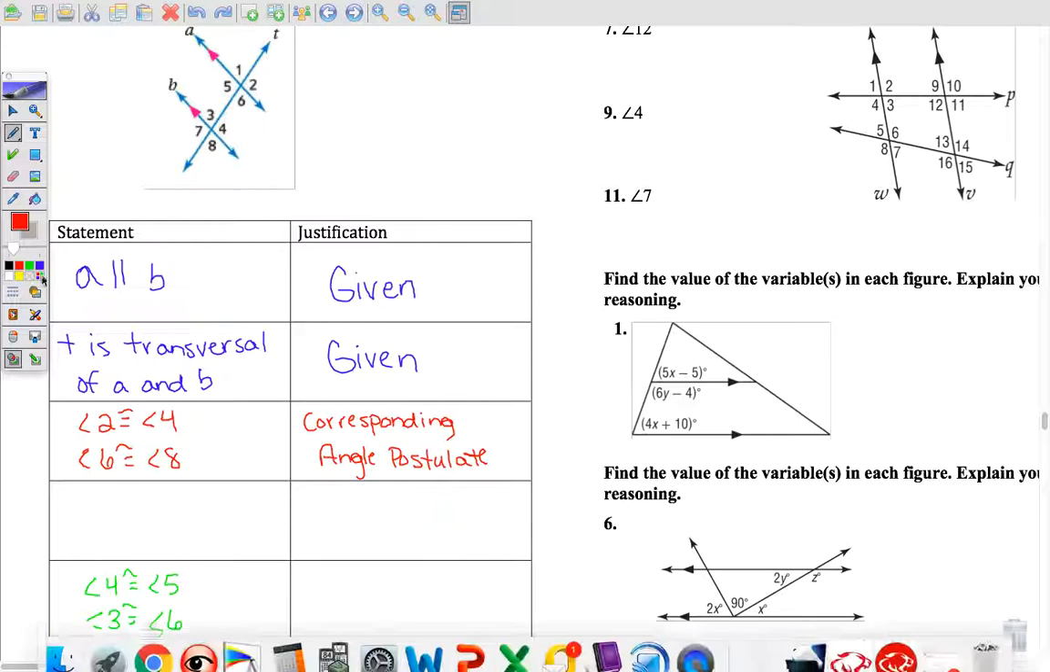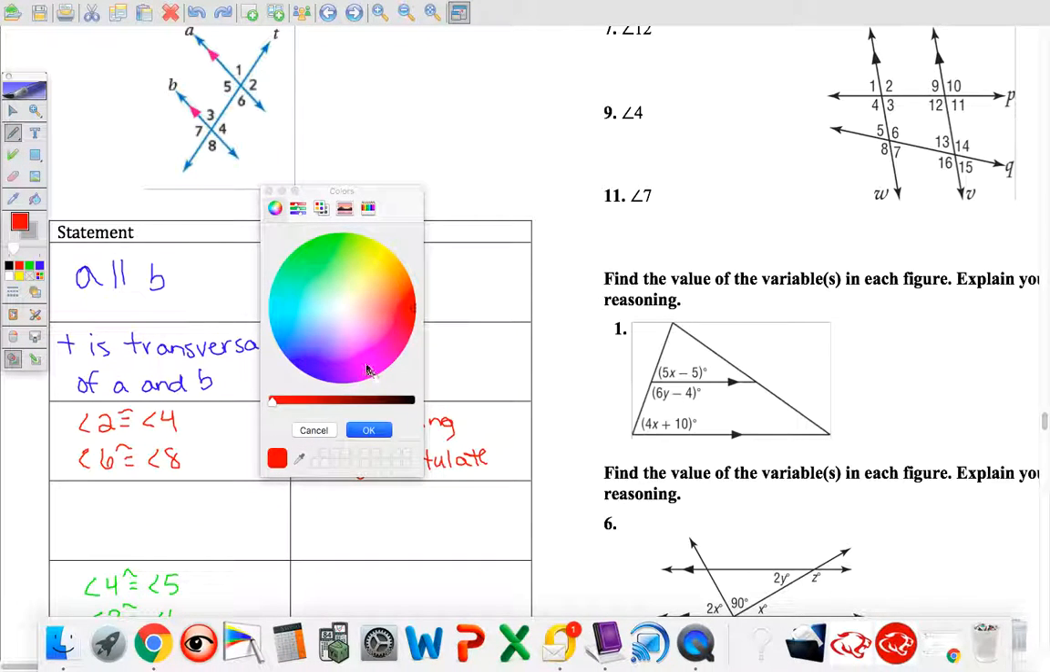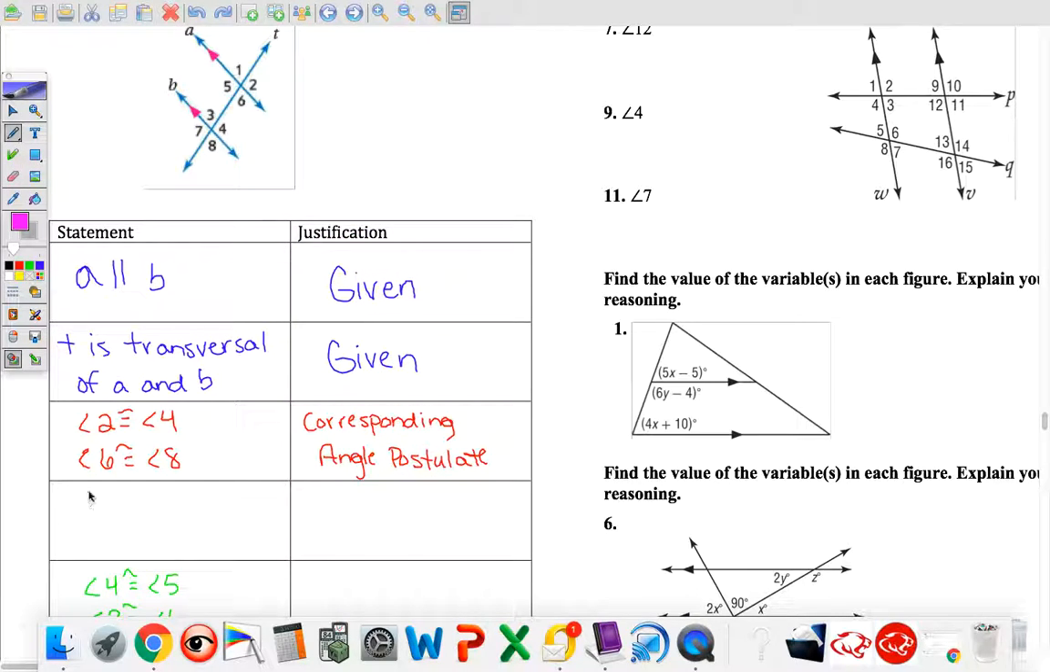Okay, let's see if I can pick another color. Let's do like a purplish one. Okay. So I just did 2 is congruent to 4, 6 is congruent to 8. Well, now I'm going to look at the vertical angle relationship. So now I know angle 2 is congruent to angle 5. And I also know that my angle 3 is congruent to angle 8. Okay, so I'm just looking at these two. So 3, 8, and my 2 and 5, that's your vertical angle theorem.